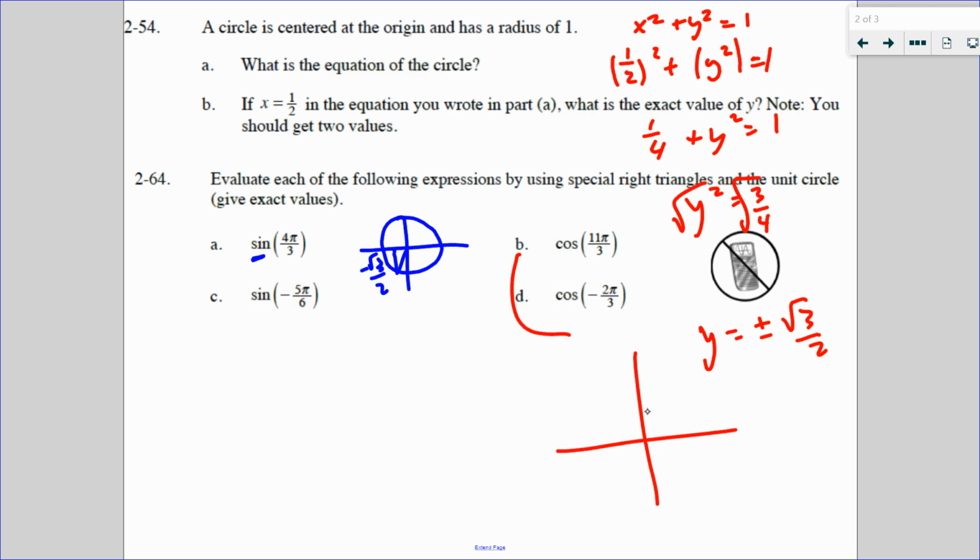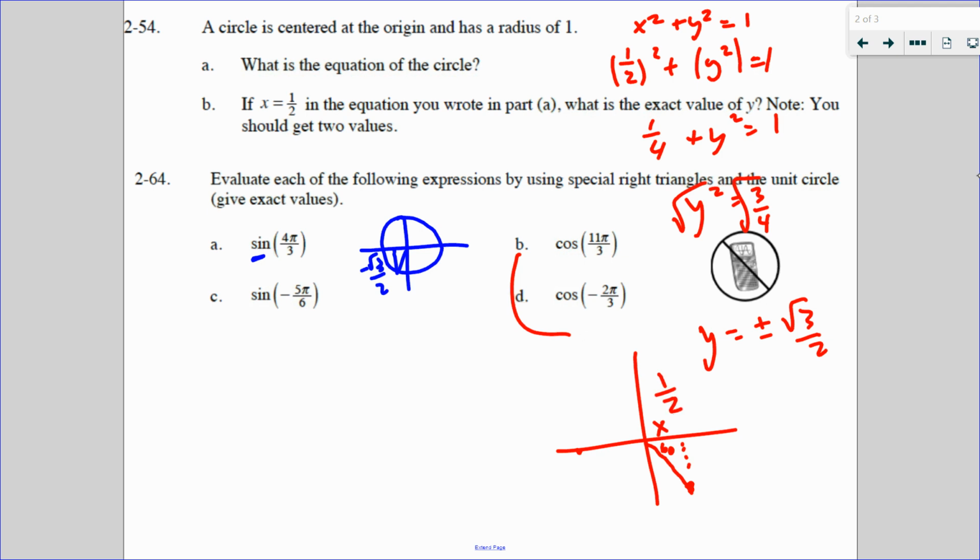11 pi over 3. Again, we want to think about where that location is. 11 pi over 3 is going to be close to 9 pi over 3, which would be pi. So I'll put that out there. That'd be 3 pi, sorry, which is in the same location as pi. Then I have to do 2 more after that. So this is actually in the same location as 5 pi over 3, or it's coterminal to 5 pi over 3. Now this time it's asking for the cosine of that. So here's 60 degrees, which would be then an x value, which is going to be 1/2.